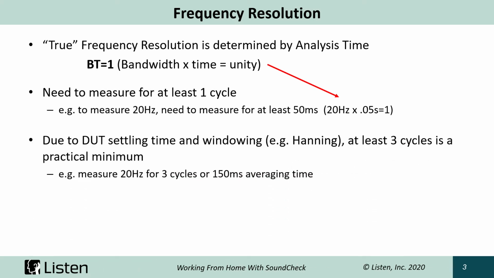But due to the settling time of our device and the windowing or filtering that we're doing in the FFT, we really need at least 3 cycles as a practical minimum to do accurate analysis. So for example, to measure 20 Hertz, we're going to need 3 cycles or 150 milliseconds of averaging time.